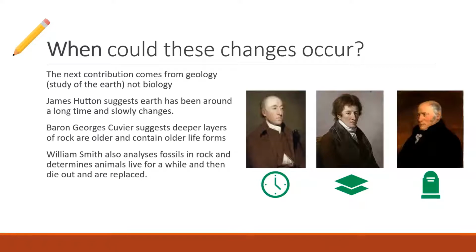So that's what these guys suggested. James Hutton suggesting it's been around for a long time. Cuvier suggesting that the layers, the older the layer, so the deeper the layer, the older the life form. And then William Smith coming along and saying, guess what, with these fossils in rock, we can look and see how animals are placed in order. And so we're actually on the precipice. We're on the edge of making a theory of evolution.